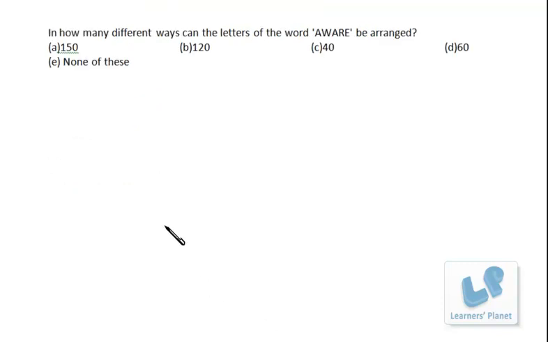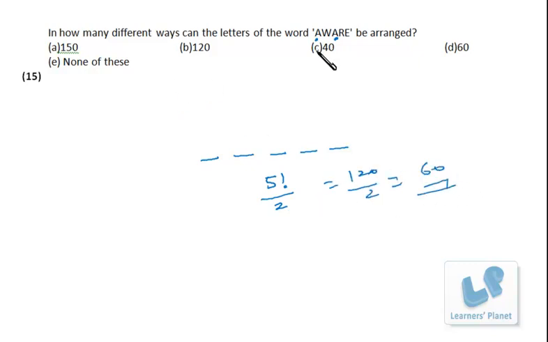Now friends, this is a problem based on permutation combination of arrangement. In how many different ways can the letters of the word AWARE be arranged? There are 5 letters, but A is repeated, right? So if we have 5 places, the letters can be arranged in 5 factorial ways, right? But since A is repeated 2 times, we need to divide by 2. So it's 120 by 2, 120 is 5 factorial, so it's 60 ways, right?